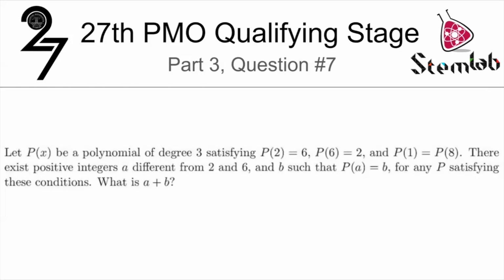Question 7 asks: let p of x be a polynomial of degree 3 satisfying p of 2 is equal to 6 and p of 6 equal to 2. And p of 1 is also equal to p of a. There exist positive integers a different from 2 and 6, and b, such that p of a equals b, and for any p satisfying these conditions, what is a plus b?